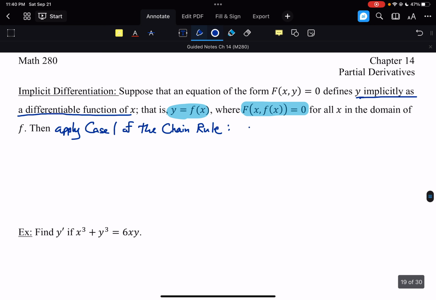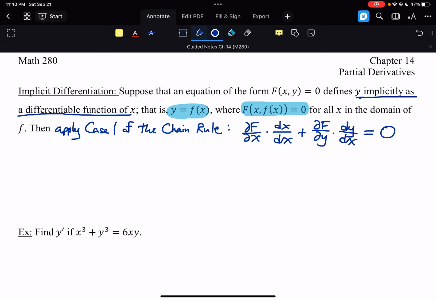we're going to get partial of big F with respect to x times derivative of x with respect to x plus partial big F with respect to y times derivative of y with respect to x equals 0. Okay, so we had a function in terms of x and y, where y is also a function of x. So x is the independent variable here. It is also an intermediate variable. But we get this formula for that chain rule.